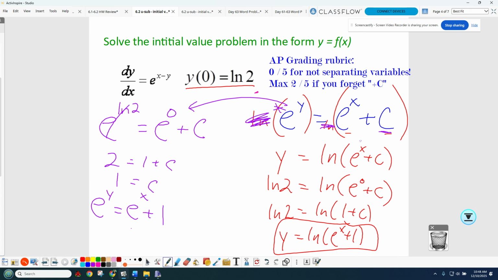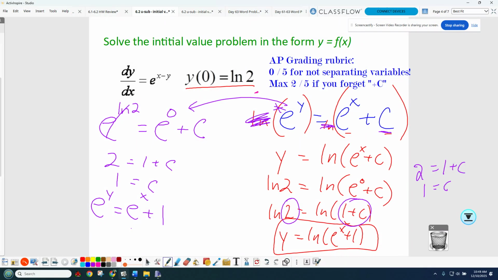Wait, how did you get from ln 2 to y equals ln e to the x plus 1? Oh, because ln 2, 2 had to equal 1 plus c. I was running out of space, so I cheated.